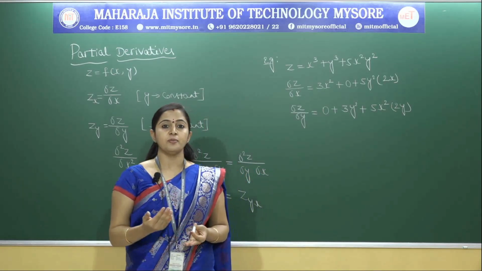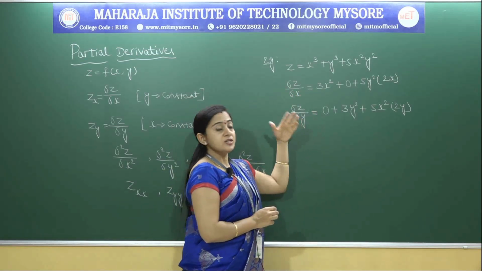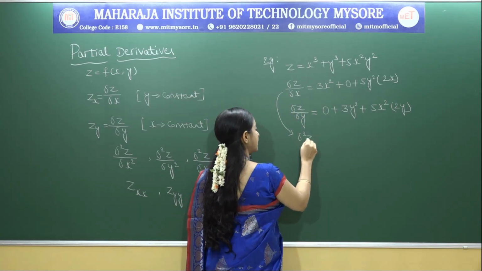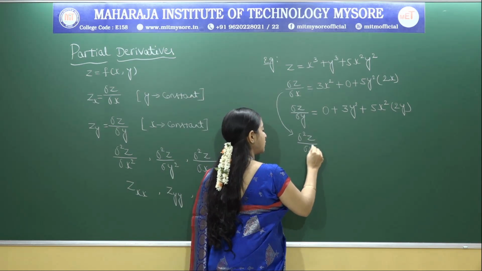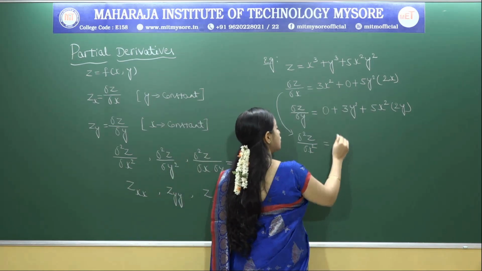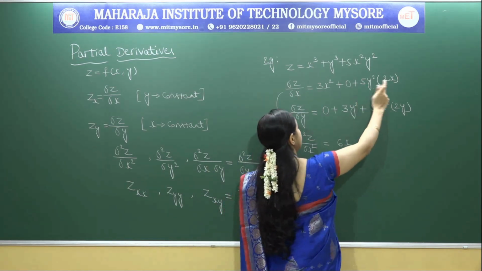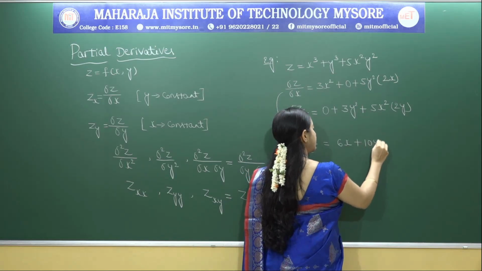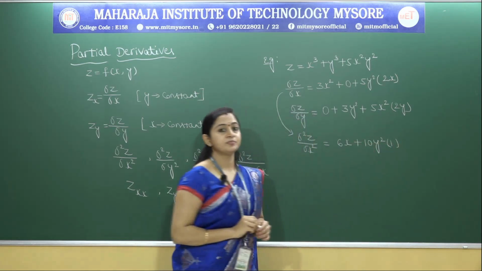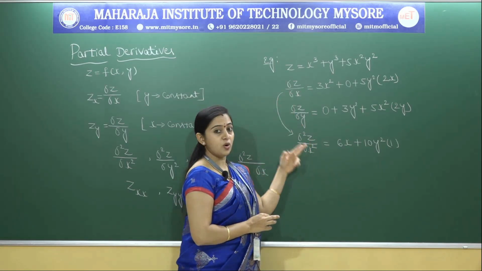Similarly, you can take the second order partial derivatives. For example, consider del z by del x. Differentiating it again with respect to x, keeping y constant, gives the second order partial derivative del square z by del x square. Differentiating x square gives 2x, multiplied by 3 gives 6x. For the second term, 10y square is a constant and you differentiate x, and the differentiation of x is 1. This is the second order partial derivative with respect to x.